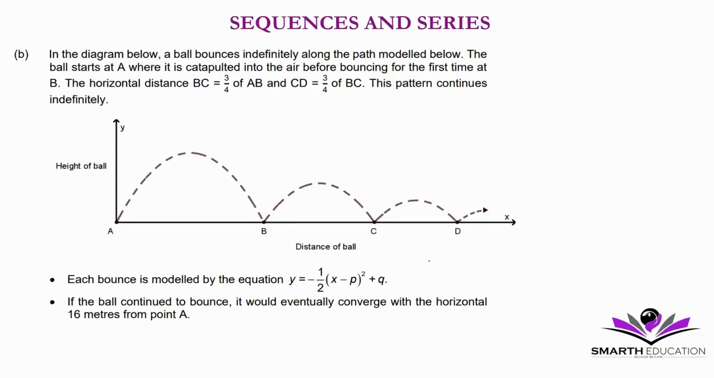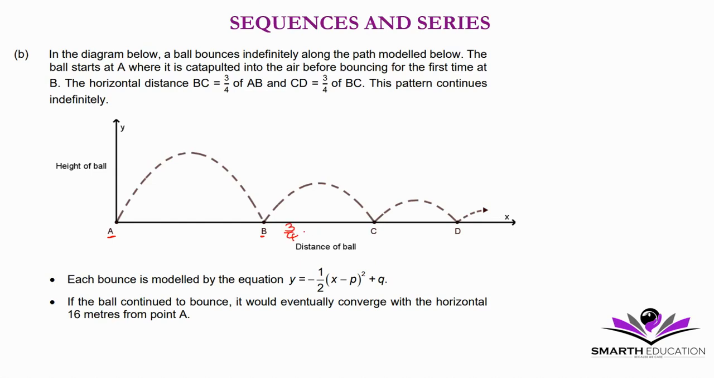In the diagram below, a ball bounces indefinitely along the path modeled below. The ball starts at A, where it is catapulted into the air before bouncing for the first time at B. The horizontal distance BC is 3/4 of AB.